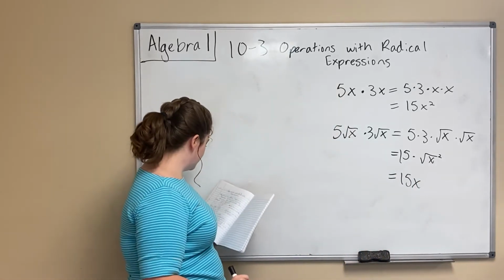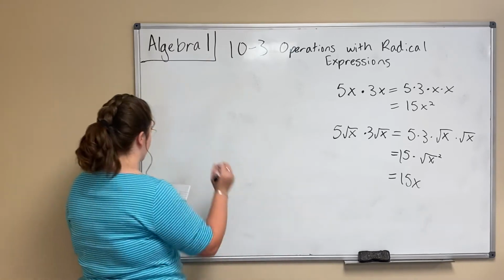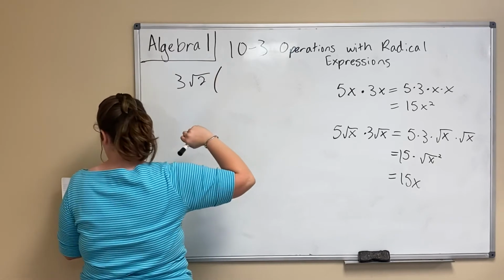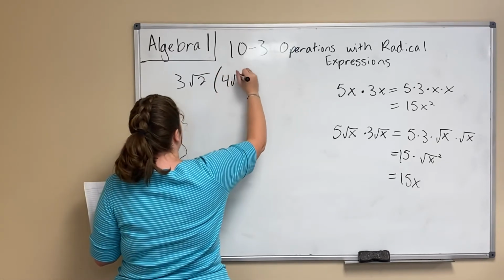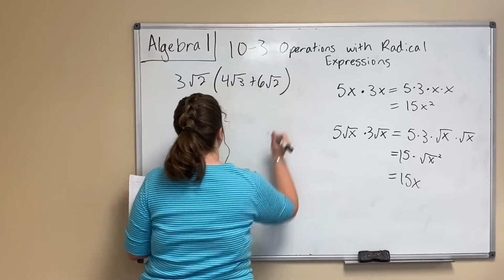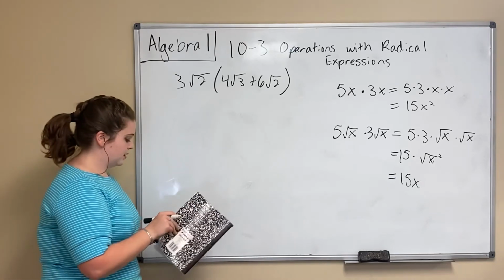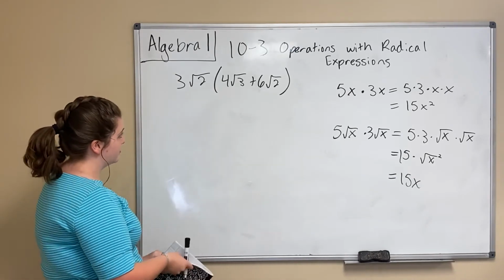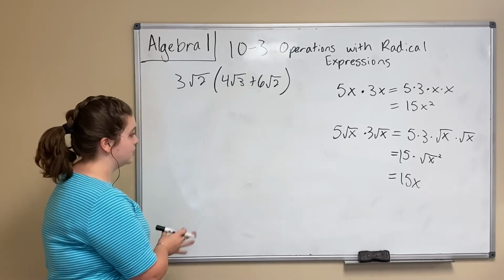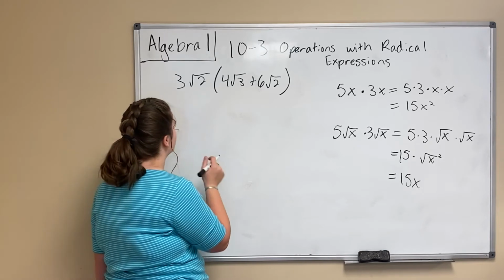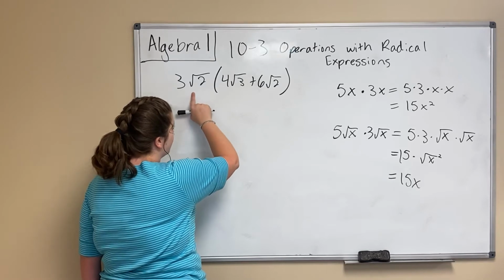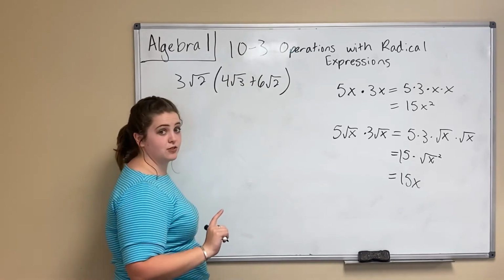All right, let's try it with a little bit more complicated of an example. Suppose I had 3 on the square root of 2, and I'm multiplying that by 4 on the square root of 3 plus 6 on the square root of 2. Okay, now that looks a little bit complex, but we're going to treat it just like we have all of our other problems, as long as we keep like things together. So when I have something on the outside of a parentheses, I have to multiply it by both things inside the parentheses with our distributive property.